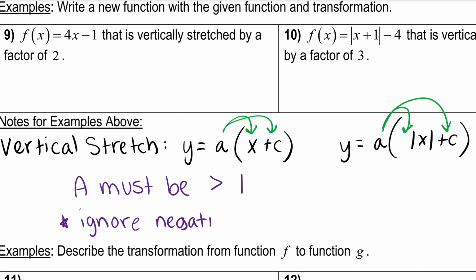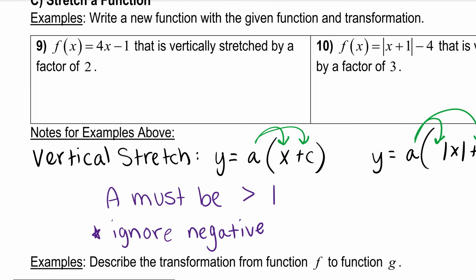That was a weird G. Here, let's rewrite G and A. There we go. So ignore the negative when you look at this, but a has to be bigger than 1.